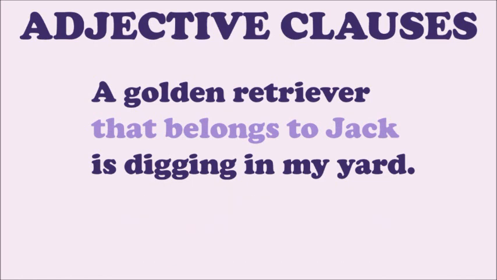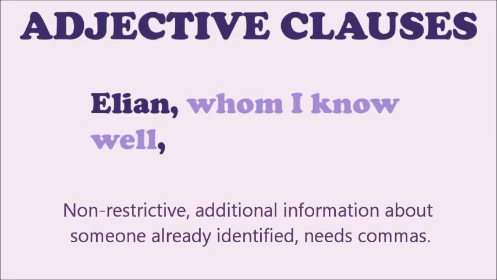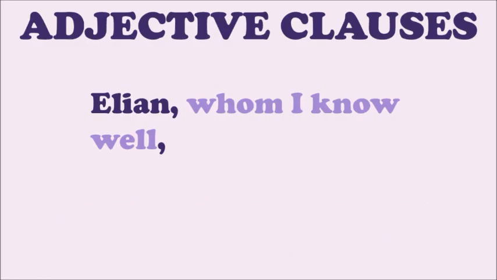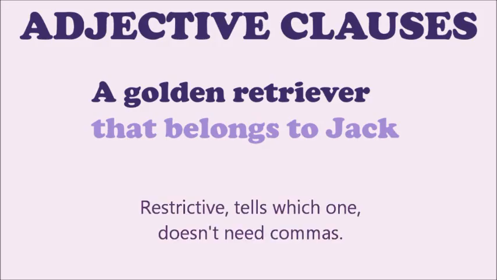A quick review. Elian, whom I know well: non-restrictive, additional information about someone already sufficiently identified, needs commas. A golden retriever that belongs to Jack: restrictive, tells which one, doesn't need commas.